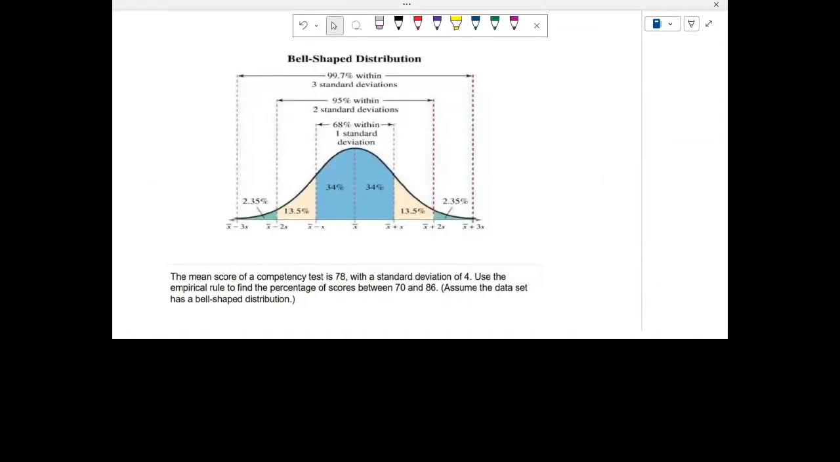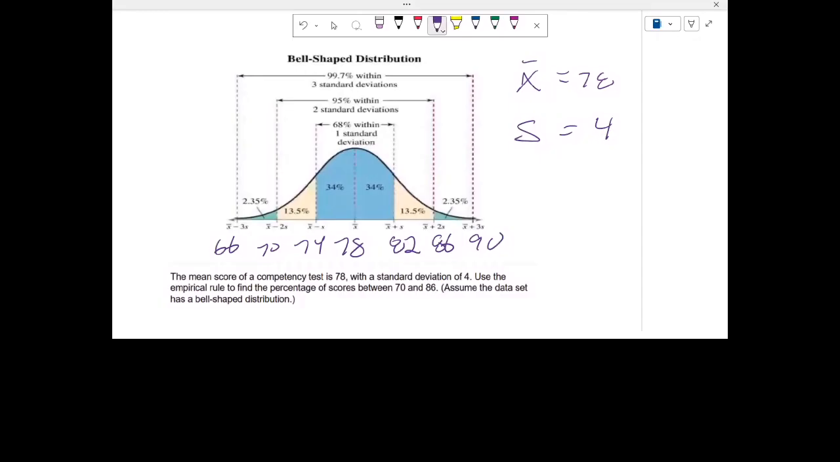The mean score of a competency test is 78. First thing I'm going to write down, X bar is 78. Standard deviation is 4, so here's 78. This should be 82, 86, and 90. I'm sorry, you're right, sorry, guys. Boom, 90. Thank you. And if I start to subtract: 74, 70, 66.